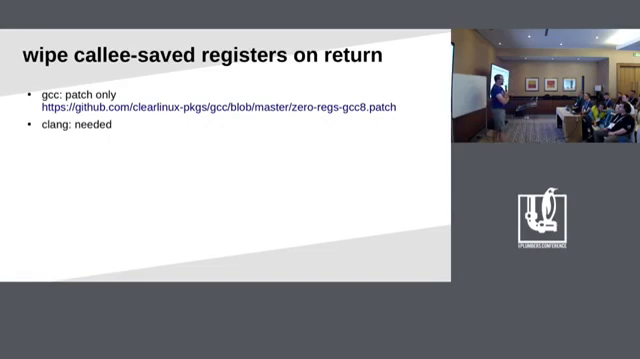This is an interesting one that's in the Clear Linux patches to GCC. So this is a patch only, but to an older GCC. This doesn't appear to be landing upstream. It would be nice. There's nothing like it in Clang at all. But the idea is to wipe all of the callee-saved registers on return, which has a surprisingly small performance impact because XOR of the register with itself gets pipelined away very, very efficiently.